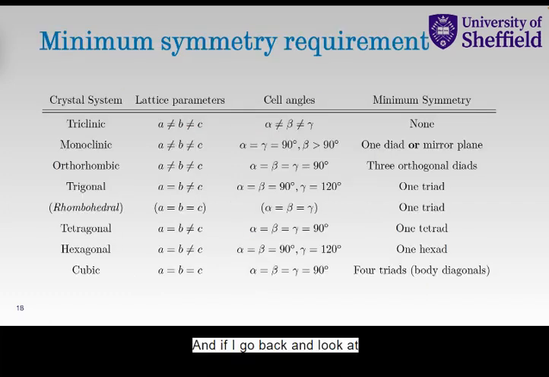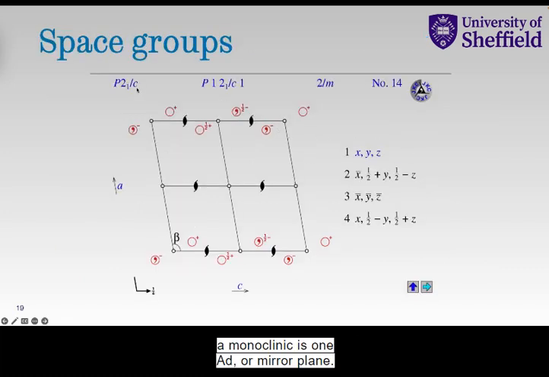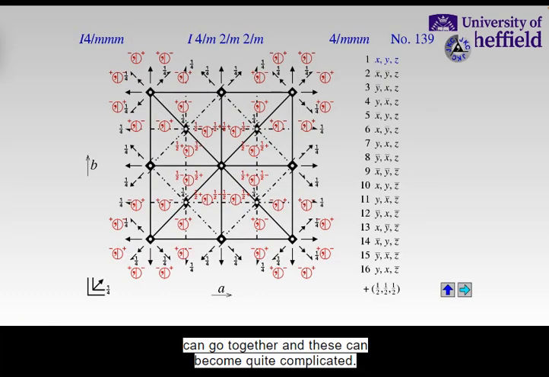And if I go back and look at my minimum symmetry requirement for a monoclinic, it is 1 dyad or mirror plane. And in fact, this has a dyad. In fact, it's a screw axis, but that is going to be my minimum symmetry requirement here. And as we say, certain combinations of symmetry elements can go together, and these can become quite complicated. And so these are my space groups that I'm seeing here.